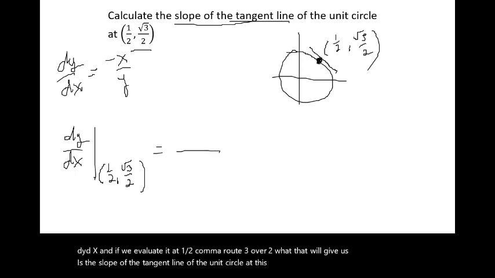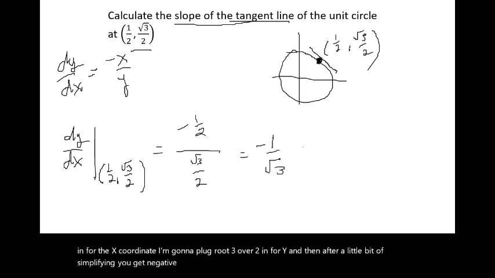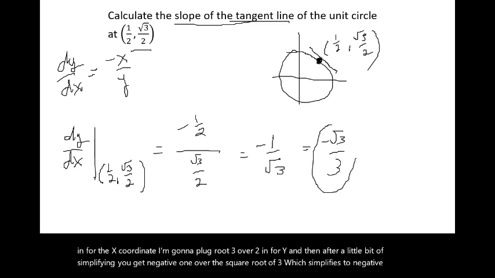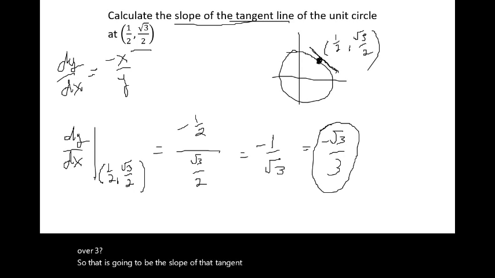So I'm going to plug 1/2 in for the x coordinate. I'm going to plug root 3 over 2 in for y. And then after a little bit of simplifying, you get negative 1 over the square root of 3, which simplifies to negative root 3 over 3. So that is going to be the slope of that tangent line of the unit circle at this point of tangency.